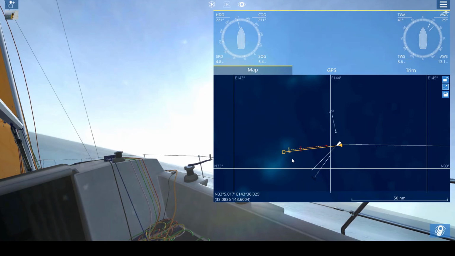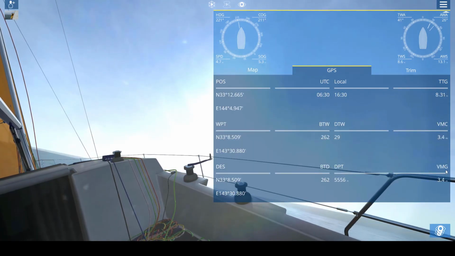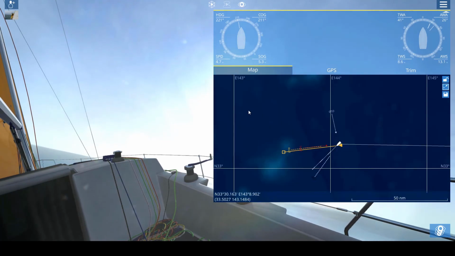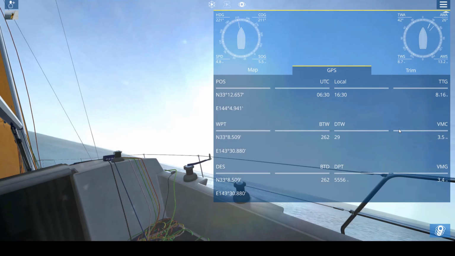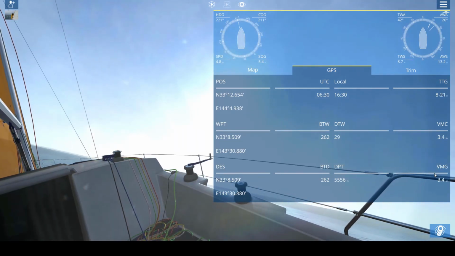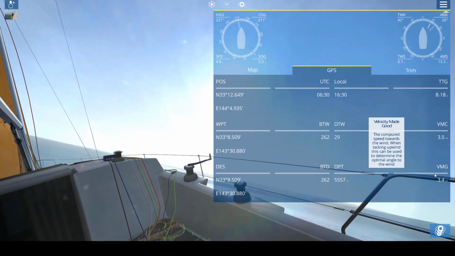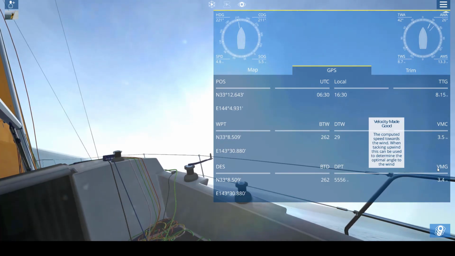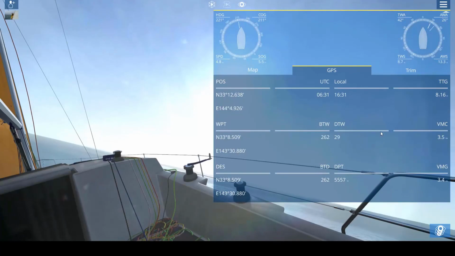Anyway, I hope that that's answered some of your questions about the differences between VMC and VMG. There is a lot more online that you can look at. VMG is a good indicator for upwind, downwind, whereas VMC is about your next waypoint.